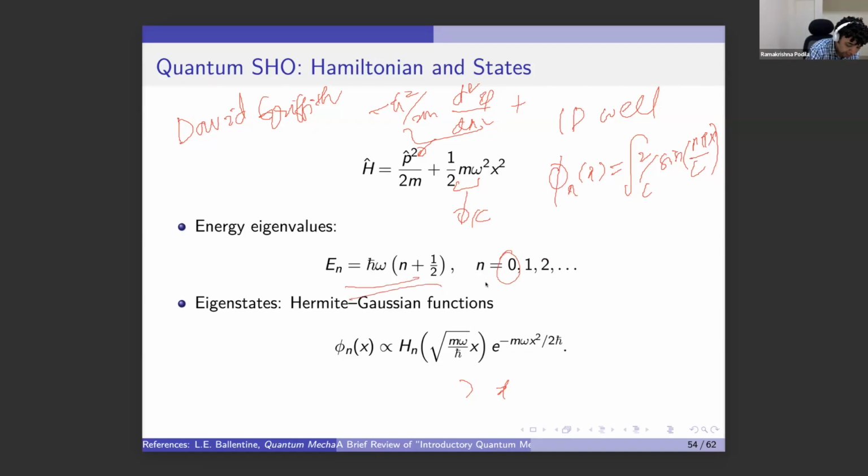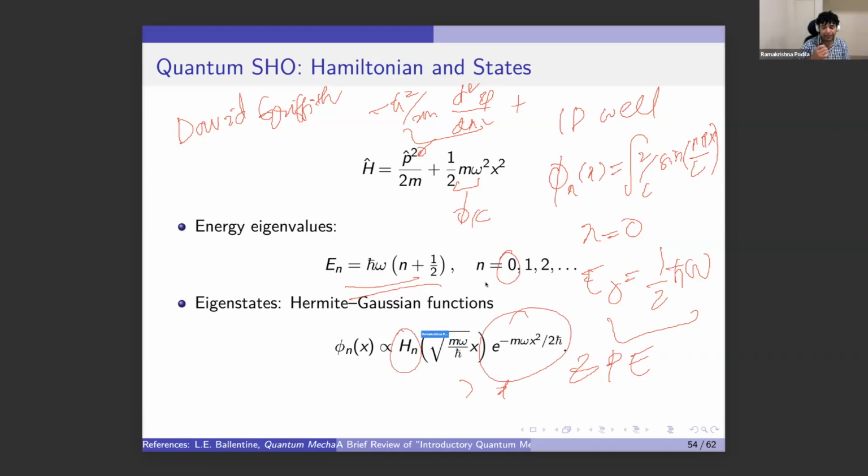So even when n is equal to 0, we get E0 is some non-zero value, half h bar omega, which we call the zero point energy. All right. So even for n is equal to 0, the energy is not 0. And the wave functions look like what we call Hermite Gaussian functions. This is the Gaussian part, and this is the Hermite part.